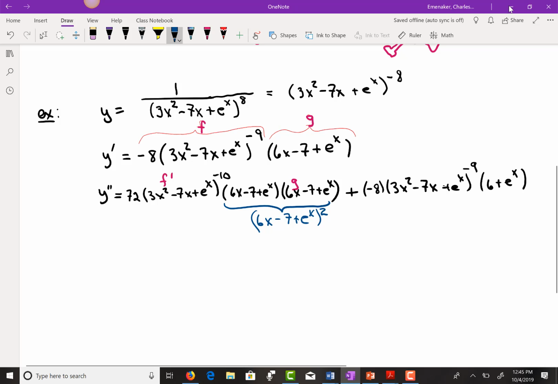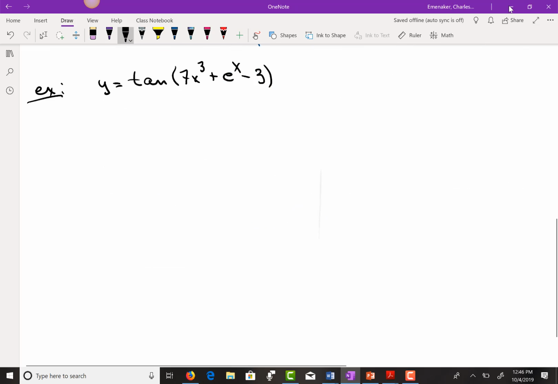Oh, this stuff's getting a little long, isn't it? Chain rule can get entertaining. Let's take a look at another example. Let's say we have something like y equals the tangent of 7x cubed plus e to the x minus 3. And you need to compute the derivative of that.